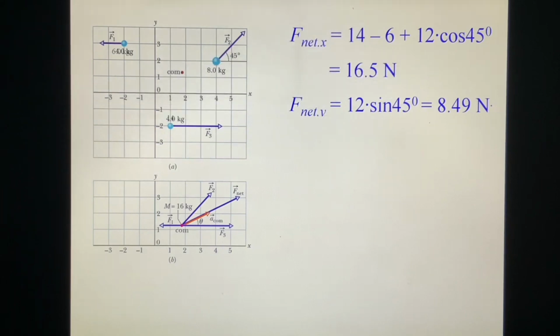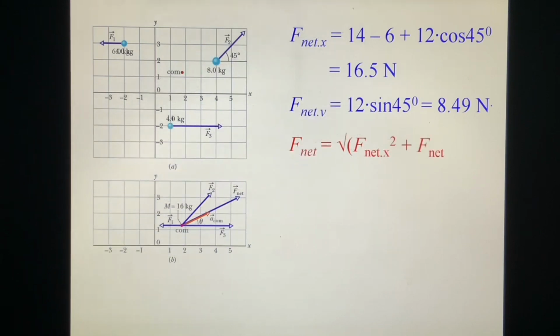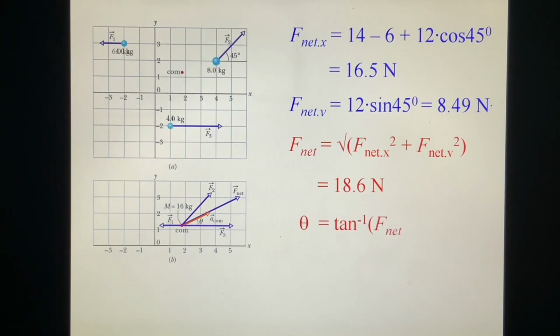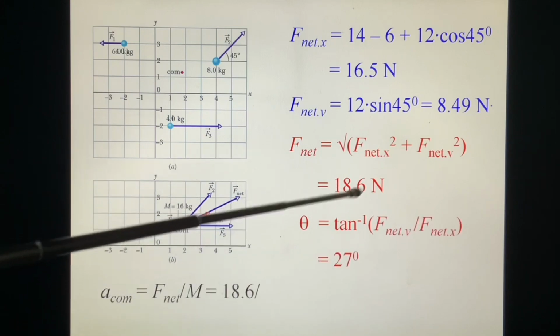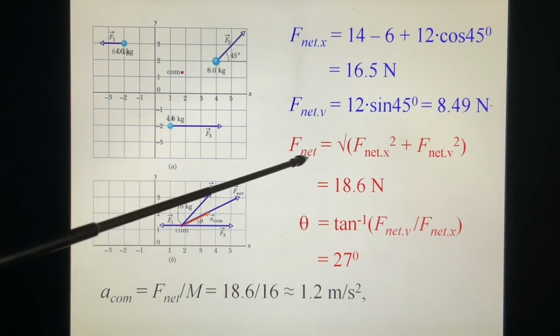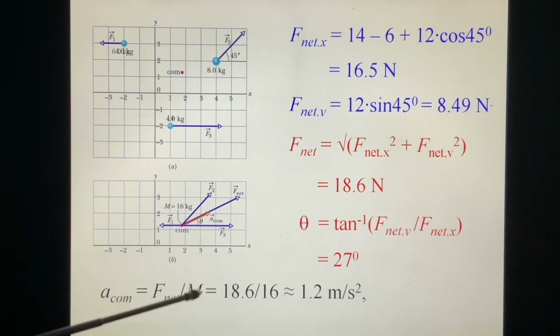So we combine these together: the net force equals the square root of Fx squared plus Fy squared. We get the number. And for the angle, tan theta equals F net y over F net x, as we learned before. We found theta equal to 27 degrees. So the net force is 18.6 newtons, at an angle of 27 degrees. The acceleration follows the same direction, at 27 degrees, and the magnitude is F net over m, which is 1.2 meters per second squared.